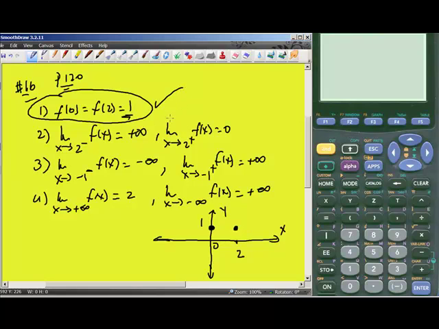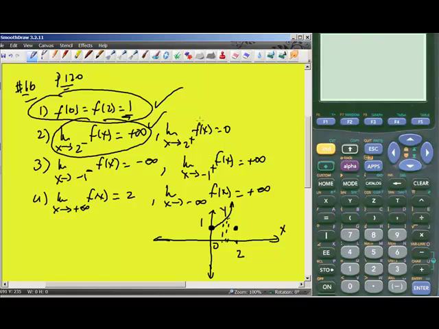Now I have to satisfy the next condition. When I go to 2 from the left hand side, my curve has to go up. So there's my 2. When I go to 2 from the left hand side, this curve has to shoot up. So this thing is going up like that. The curve has to shoot up. That's what this is.